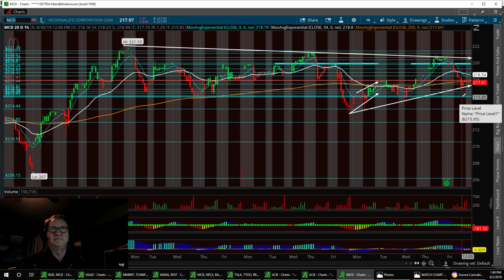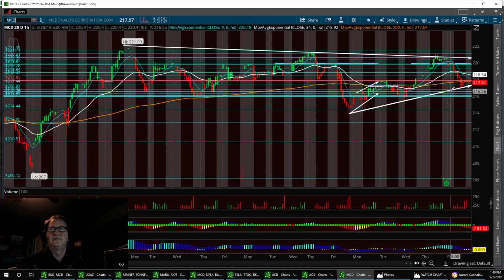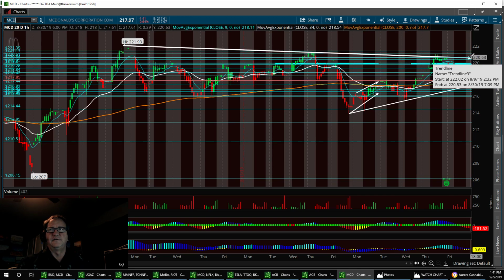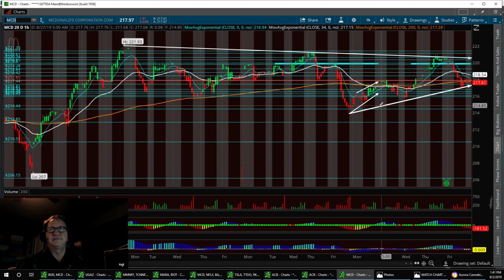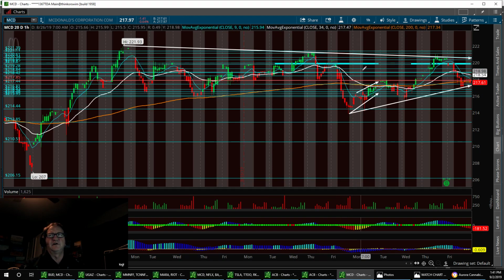But I'm going to call the support level right in this 215, 216 area. If it pulls back there, that'd probably be my first entry. But if it holds this trend line, it can bounce up and hit this trend line right here. We had lower highs and higher lows. So we just have to see where this trade's going to take us, and that's McDonald's. My resistance level is still going to stick up here at 220.